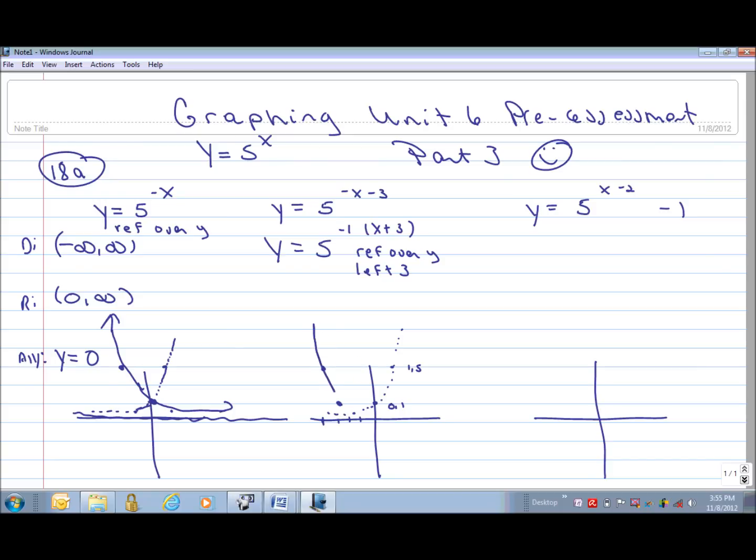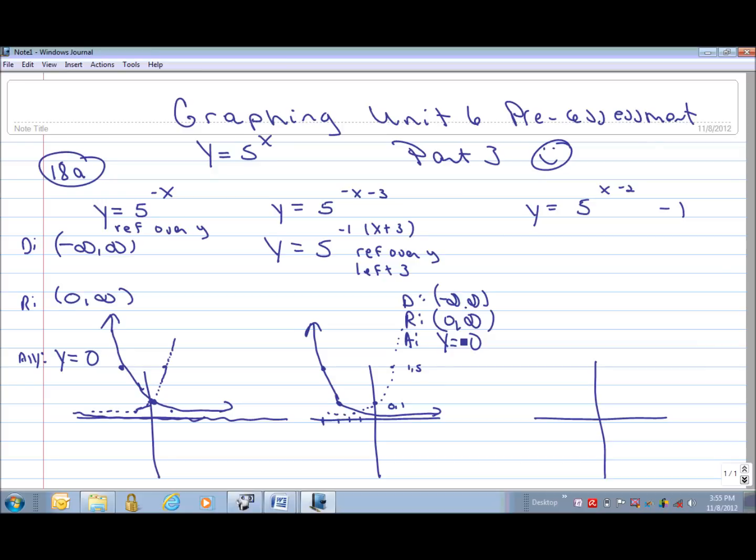And our graph then would look something like this. All right. Again, we've got a domain, a range, and an asymptote. The domain again is negative to positive infinity. Your range again is greater than 0, so from 0 to positive infinity. And your asymptote is again y equals 0.